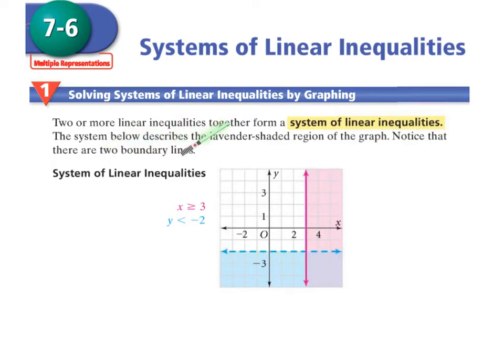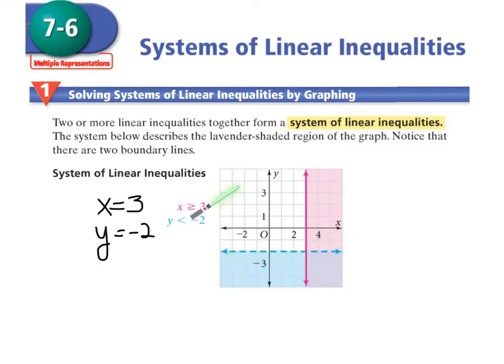The system below describes the lavender shaded region of the graph. Notice that there are two boundary lines, the red line and the dotted blue line. If I graphed x is greater than or equal to 3, remember once again you graph the boundary line. Why is the red line solid? Because anything that you would plug in on that line would be a solution. The blue line is dotted because anything you'd plug in for y would not be a solution.